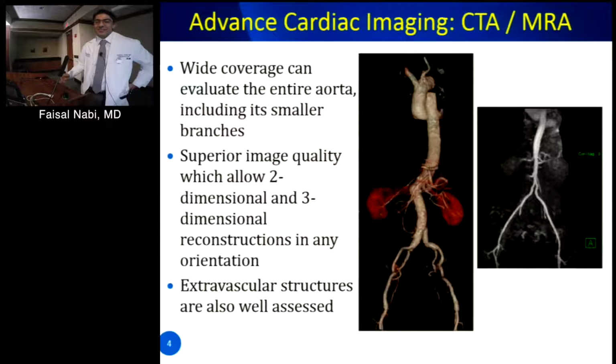All right, so CT and MRI, what are their advantages? You have wide coverage. You can see the entire aorta, including its branches. We have superior image quality. You can take both these data sets and reconstruct them, both 2D and 3D, in any orientation you want. And as well, you can assess extravascular structures.